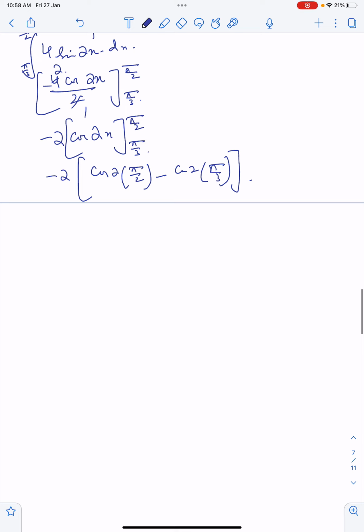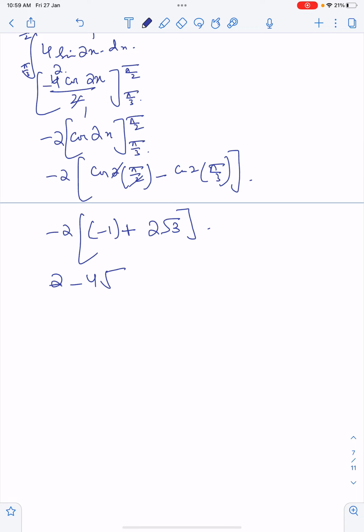This will become minus 2. Cos of pi is negative 1, minus cos of 2 pi by 3. Cos of pi by 3 is root 3 into 2, so 2 root 3. And this is lying in the second quadrant where cos is negative, so it will be positive then. So it's minus 2 into minus 1 is positive 2, minus 4 root 3.